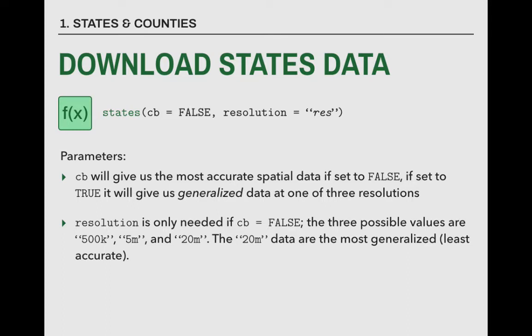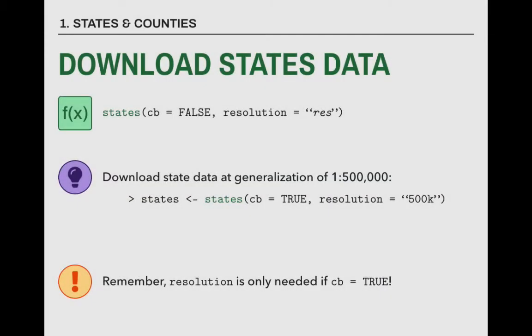If we set CB to true, we have three options for resolution. These correspond to the three resolutions that you can look back at Lecture 3 to get a sense of how scale and representation change in Census Bureau data. The example I have here is downloading US states that are generalized to the most detailed version of the generalized data, which is the 1 to 500,000 scale. Remember, we only need to specify the resolution if CB is true.